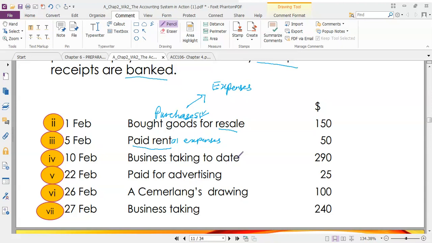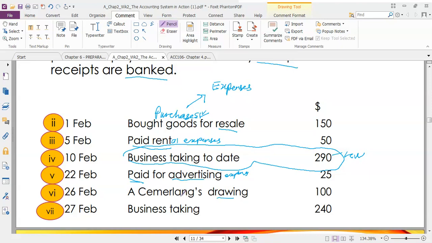February, business taking to date. I don't really understand what it is. Business taking to date, we put that aside first. Paid for advertising. Paid for advertising is also our expenses. Expenses is the cost that is incurred. So if we paid, it means we had to pay for what? Expenses. So advertising is also our expenses.